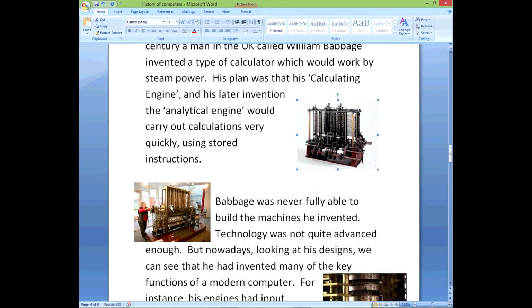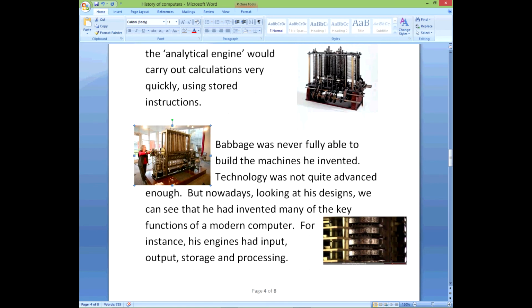So here's an example of the Babbage engine. It looks like a closet to me. Here's the man spinning. It's mechanical, which means he's turning something. He's spinning to get the machine to do the calculation. Babbage was never fully able to build the machines he invented. Technology was not quite advanced enough. But nowadays, looking at his designs, we can see that he invented many of the key functions of a modern day computer. For instance, his engines had input, output, storage and processing.